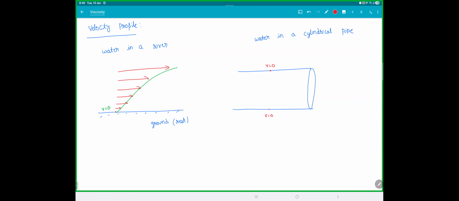As you go inside, this is how it would look. So the speed would increase, increase, increase, and the speed is maximum at the center. Then again, speed decreases, decreases, and becomes 0. So at the center, the speed is maximum. And the shape is actually a parabola. We will prove this later on. We are neglecting gravity though.